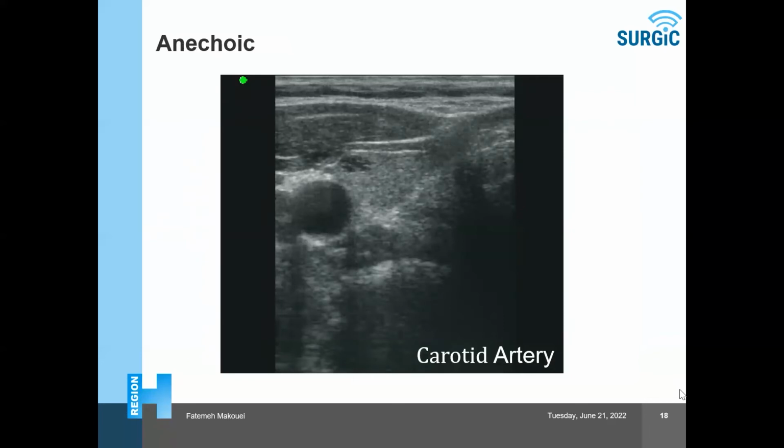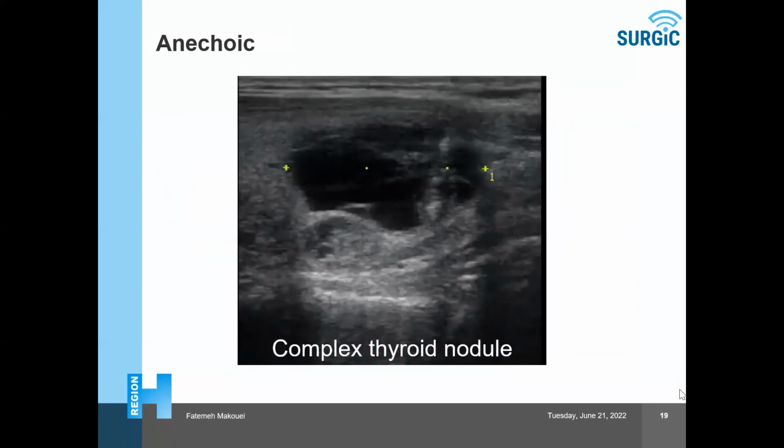Anechoic structures have virtually no echoes. An example here is the lumen of the carotid artery. These structures are frequently filled with thin fluid, and cysts are also a commonly encountered anechoic pathology. Another example you can see here is the fluid-filled areas of this complex thyroid nodule.